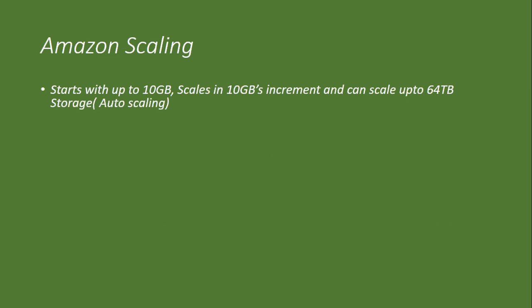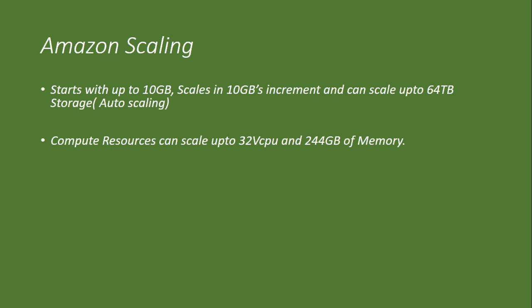And when it comes to scaling, Amazon says that you can start with 10 GB and then do subsequent 10 GB increments and scale up to 64 TB of storage. And in terms of processing power, you can have up to 32 vCPUs assigned, and in case of memory, you can go up to 244 GB of memory.